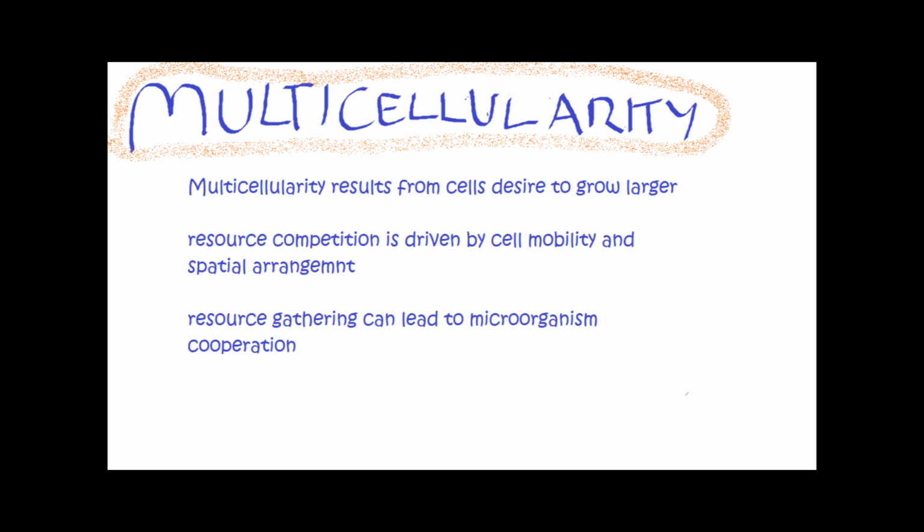Overall, the main conclusions of this lecture are that multicellular organisms can form when desire for growth drives individual organisms to form cohesive units. Resource competition among single multicellular organisms is dictated by mobility and spatial arrangement. And finally, while this concept was not discussed in this video, the need to obtain resources can lead microorganisms to cooperation instead of competition. And different forms of cooperation are very interesting to study to understand more about multicellularity.